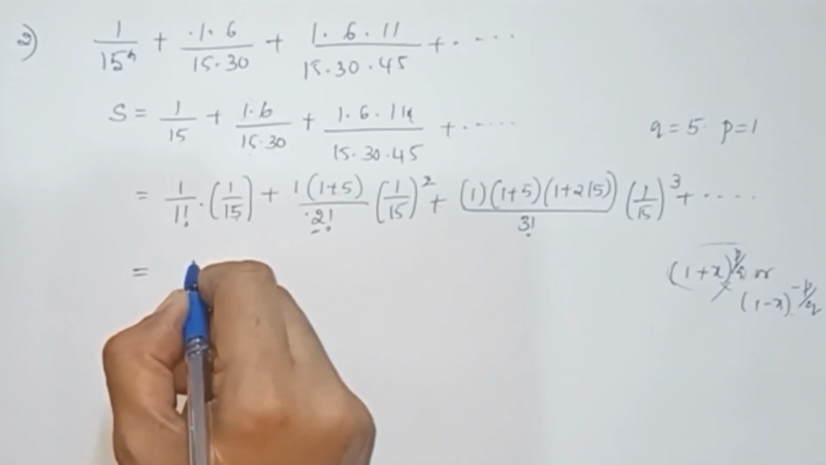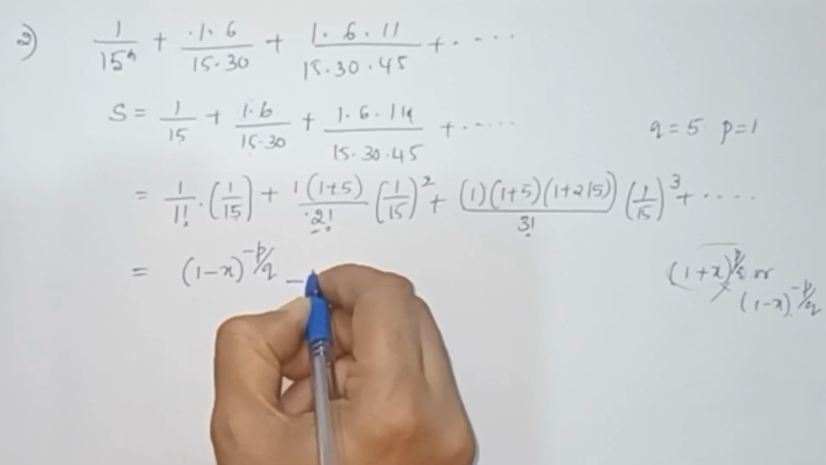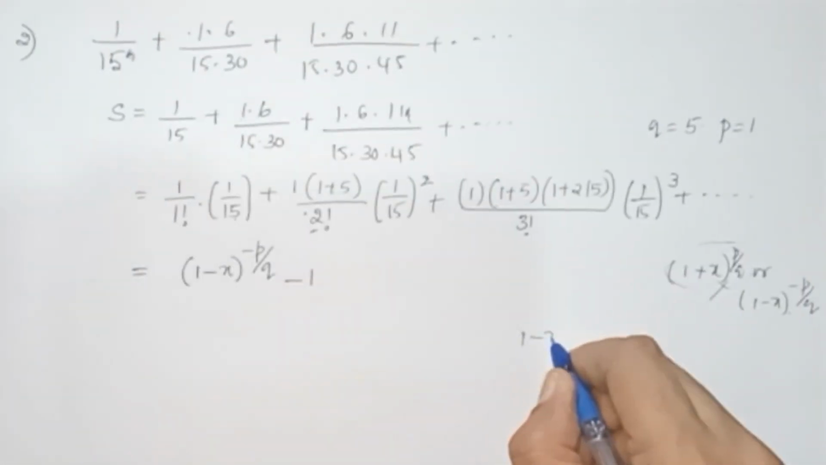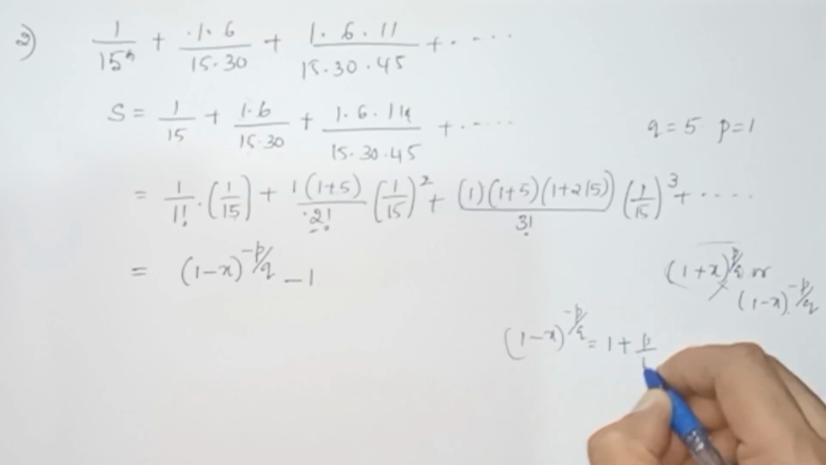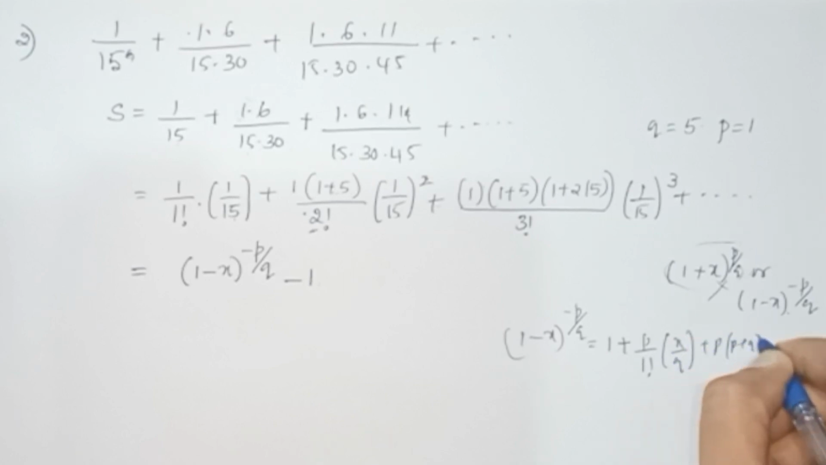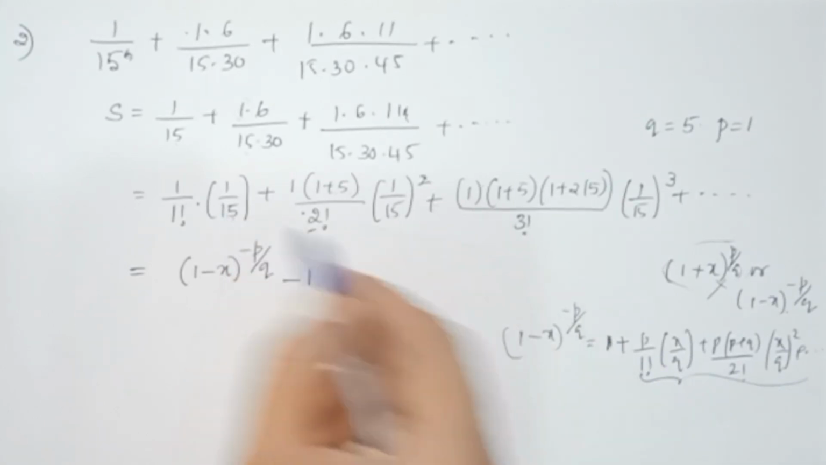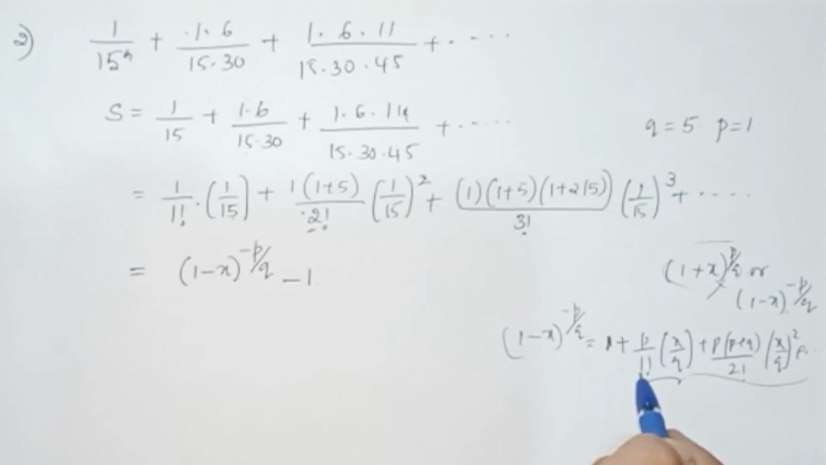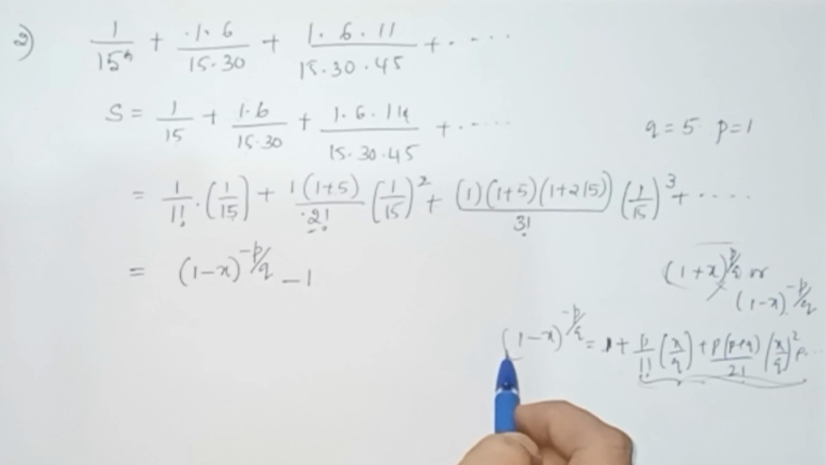Therefore, here we will have 1 minus x to the power minus p by q minus 1, because this formula is 1 minus x power minus p by q is equal to 1 plus p by 1 factorial into x by q plus p into p plus q by 2 factorial into x by q whole square plus so on. But here it starts with the second term. Therefore, this one term is not there, means it will be extra here. We want the sum of these many terms, so this has to be taken to the left hand side.